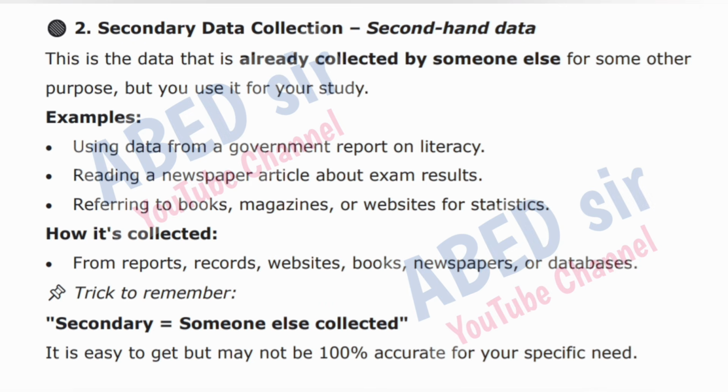How it's collected. From reports, records, websites, books, newspapers, or databases. Trick to remember. Secondary is equal to someone else collected. It is easy to get but may not be 100% accurate for your specific need.